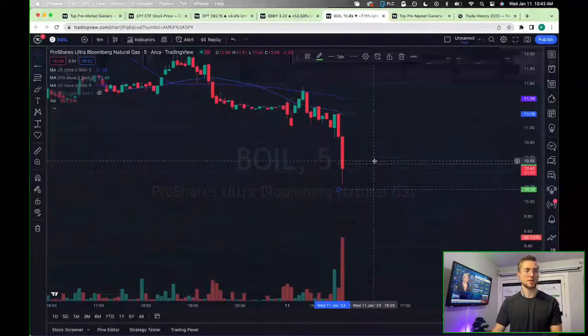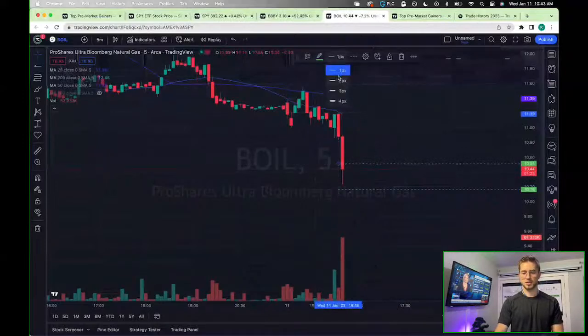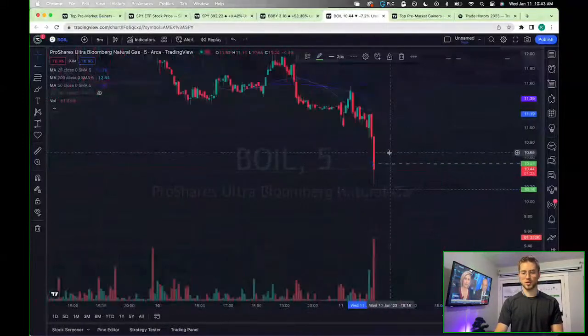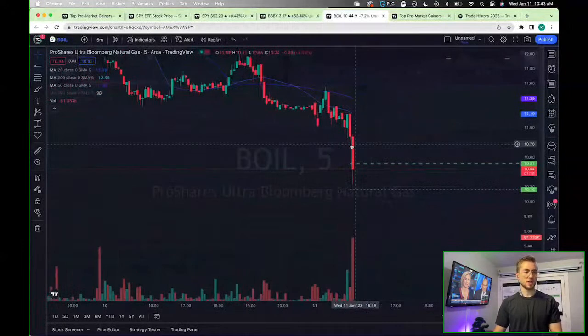Pins is still down, catching a little bit of a bounce here, but still way oversold. Most likely someone probably got liquidated there. What a drop. 10.51 is our average on BOIL. BOIL is down 7.2% on the session.